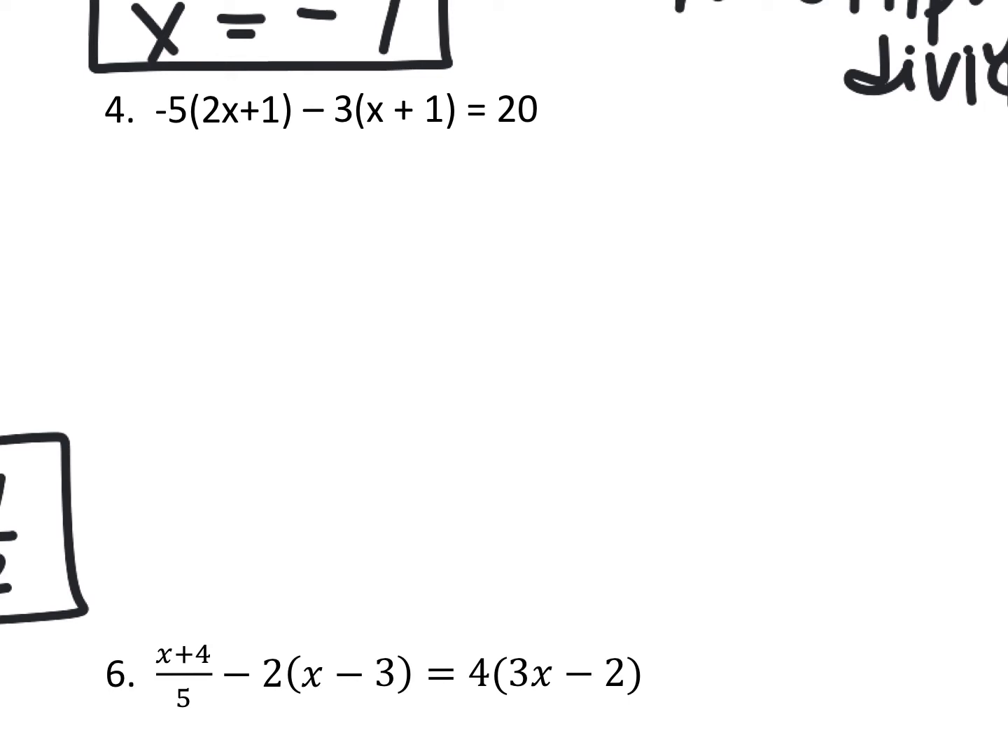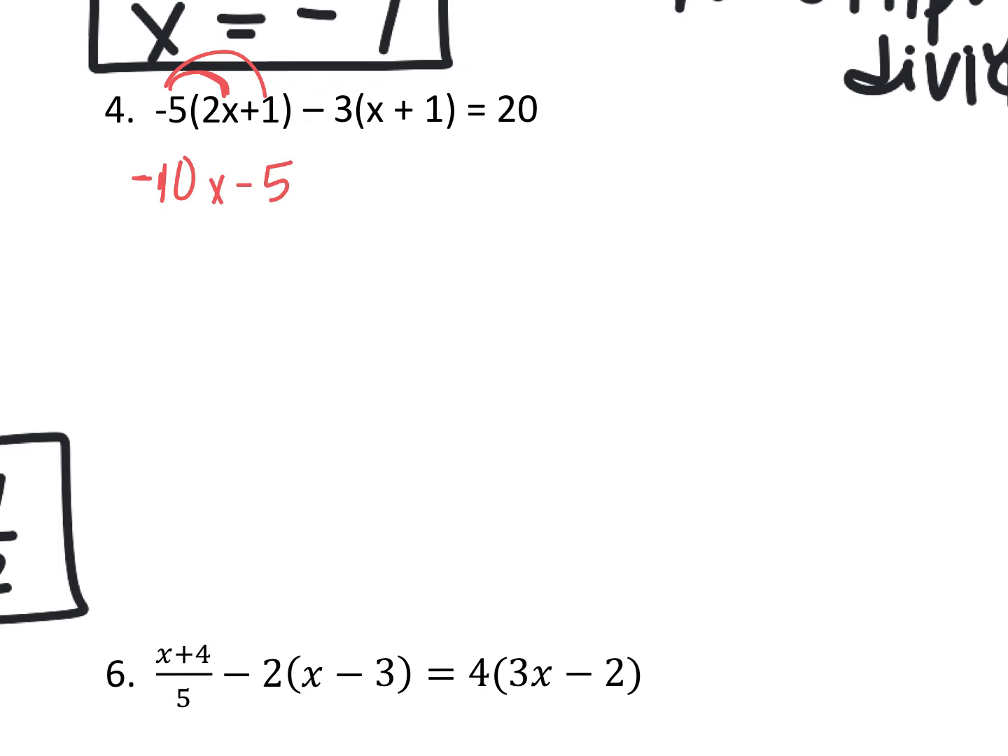Courtney, what do you think I should do first on number 4? Yeah, you have actually 2 sets of distribution. You're going to distribute the negative 5 and the negative 3. And that minus sign in front of the 3, yes, does make it negative. So I'll try and color code for you so it's easy to see what's happening here. Negative 5 times 2x would give me negative 10x. And negative 5 times 1 would get me negative 5.